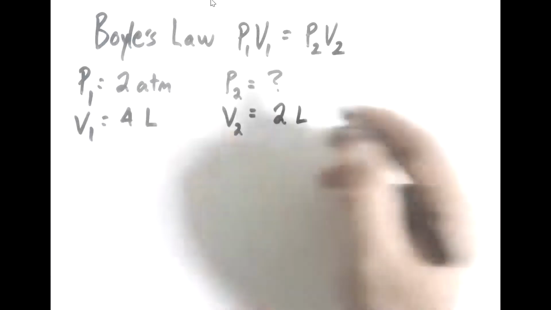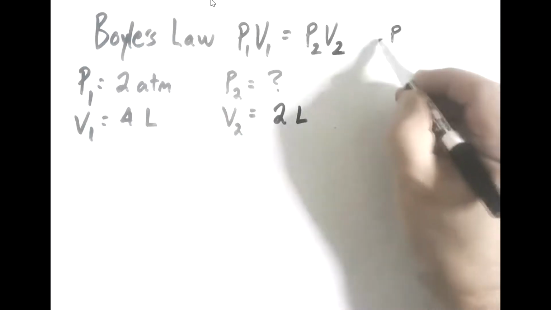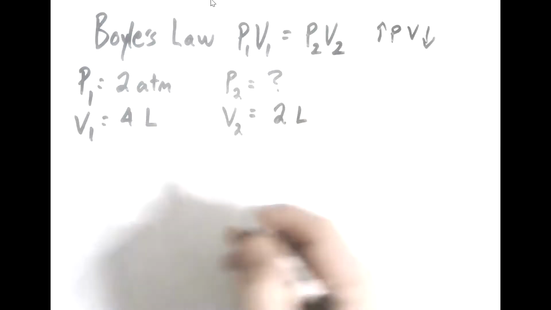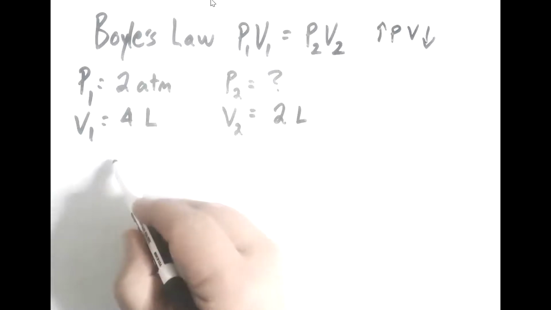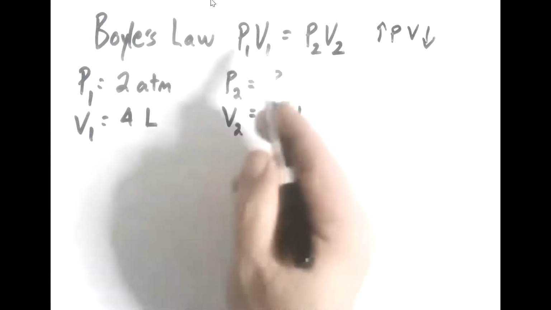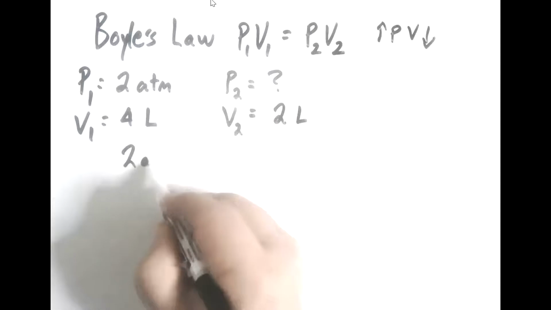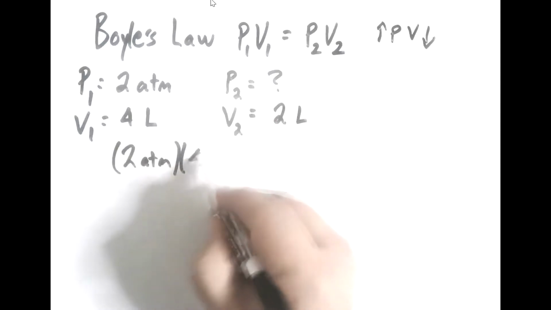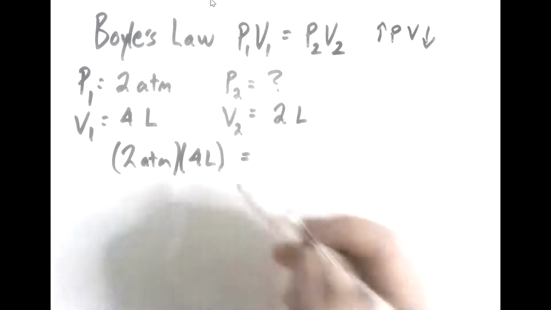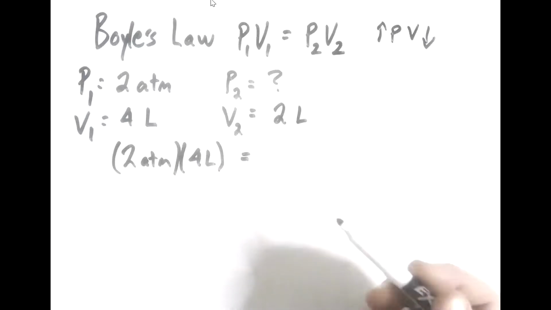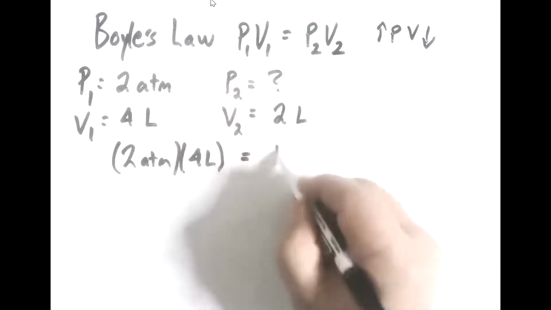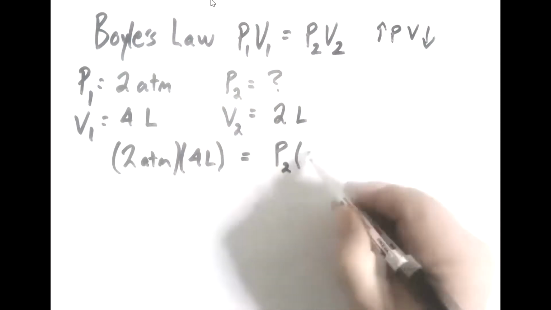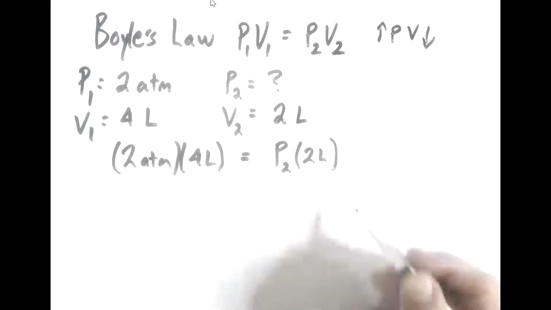Now, our general rule with Boyle's law, again, is if the pressure goes up, then the volume must go down. So the question is, by how much? To answer that question rigorously, we're going to write the variables in. P1 is 2 atmospheres, so I write 2 atmospheres in parentheses. V1 is 4 liters, so I write 4 liters next to it. We should understand that that still implies multiplication. On the opposite side, P2 is unknown, so I just write P2, but V2 is given, it's 2 liters, so I put it inside parentheses.